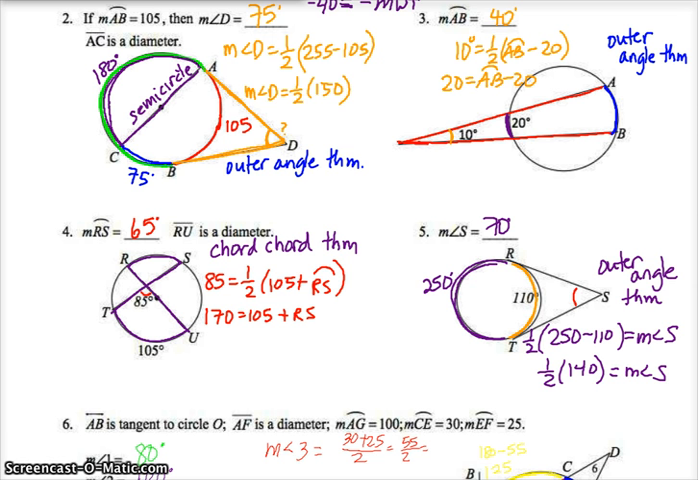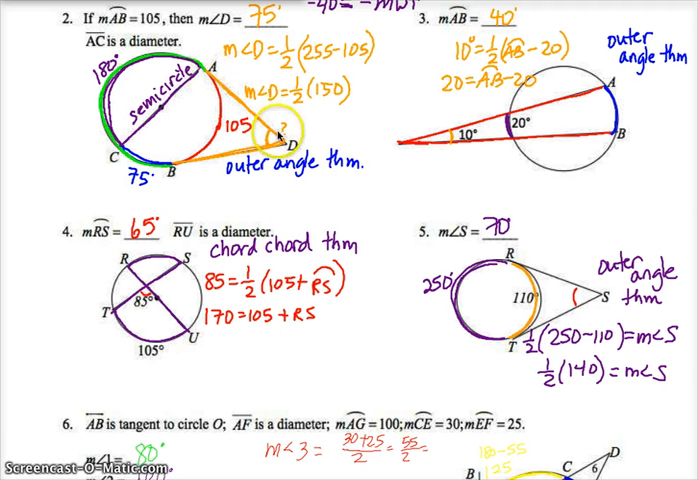So we were given the measure of angle AB, which is 105, and we know that AC is a diameter. So immediately when I know AC is a diameter, I know this is a semicircle. So I knew that arc AC is 180 degrees. I also know that this is a semicircle, so arc ABC is 180 degrees. So if this is 105, I know this little part here must be 75.